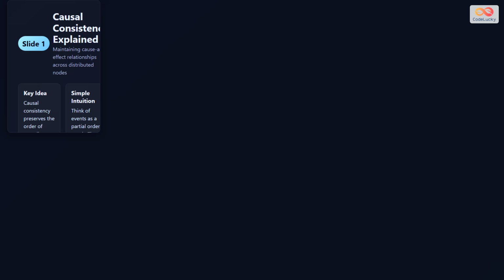Welcome to this comprehensive guide on causal consistency in distributed systems. Causal consistency is a fundamental concept that ensures operations in a distributed database or system maintain their logical order, even when data is replicated across multiple servers. This presentation will walk you through the core principles, practical implementations, and real-world applications of causal consistency.